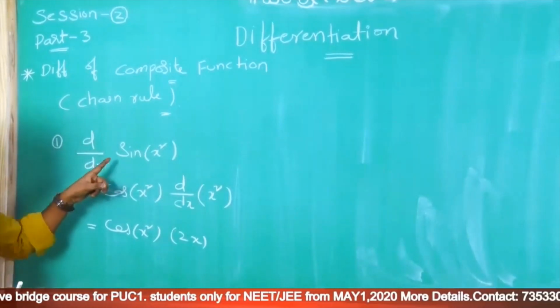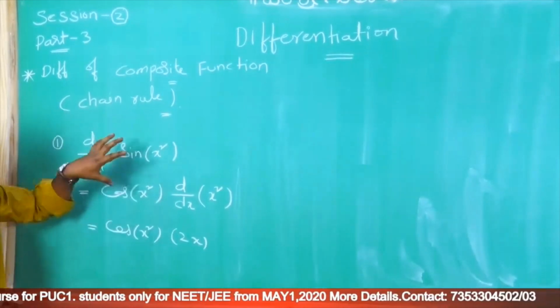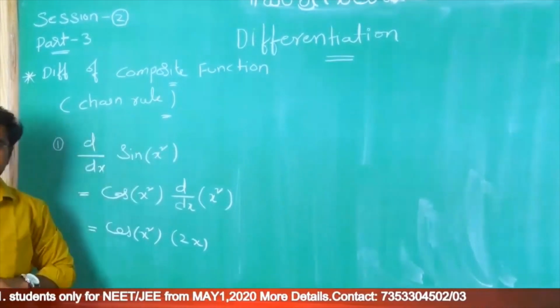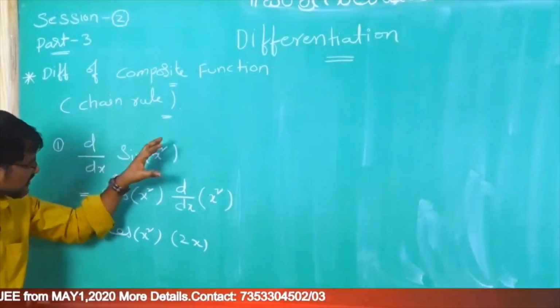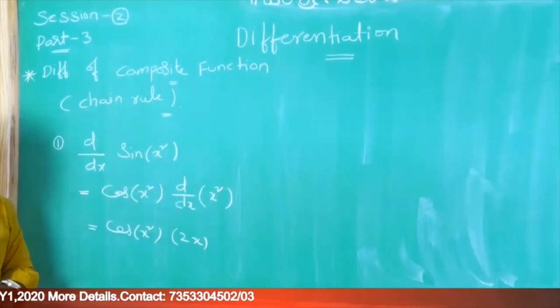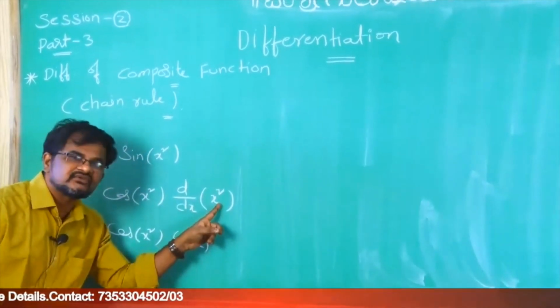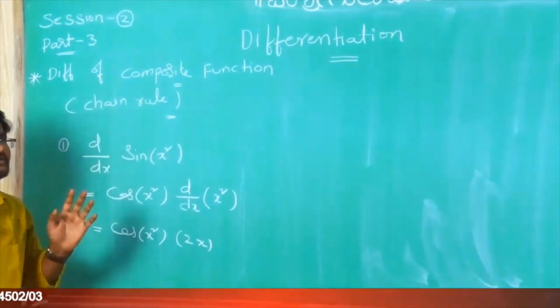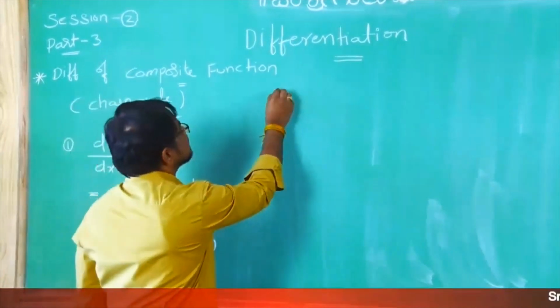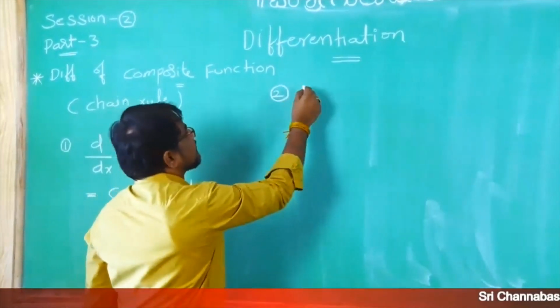So first, what did we do? d by dx of sine of x square. It is in the form of sine x, so treat this x square as x. Differentiation of sine x is cos x. Again we have to do the differentiation for x square. Differentiation of x square is 2x.